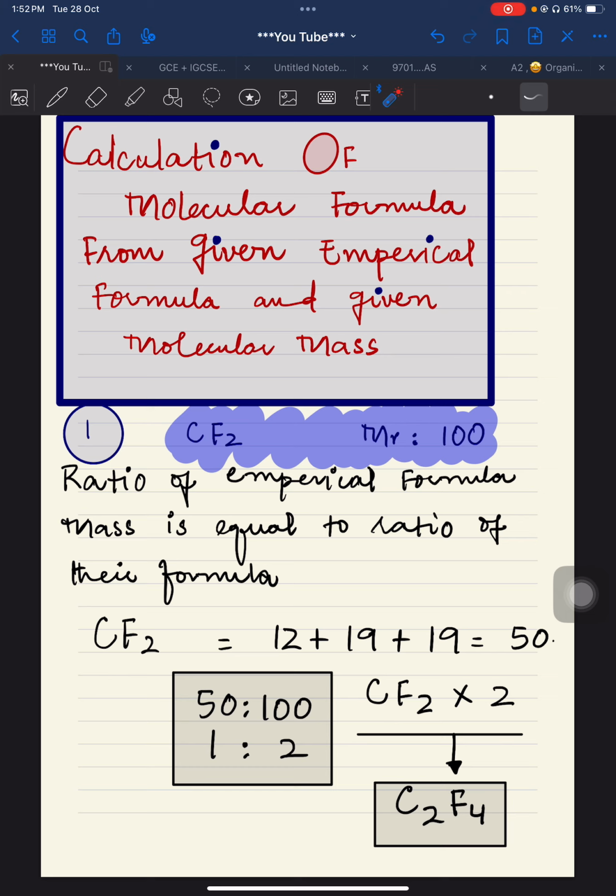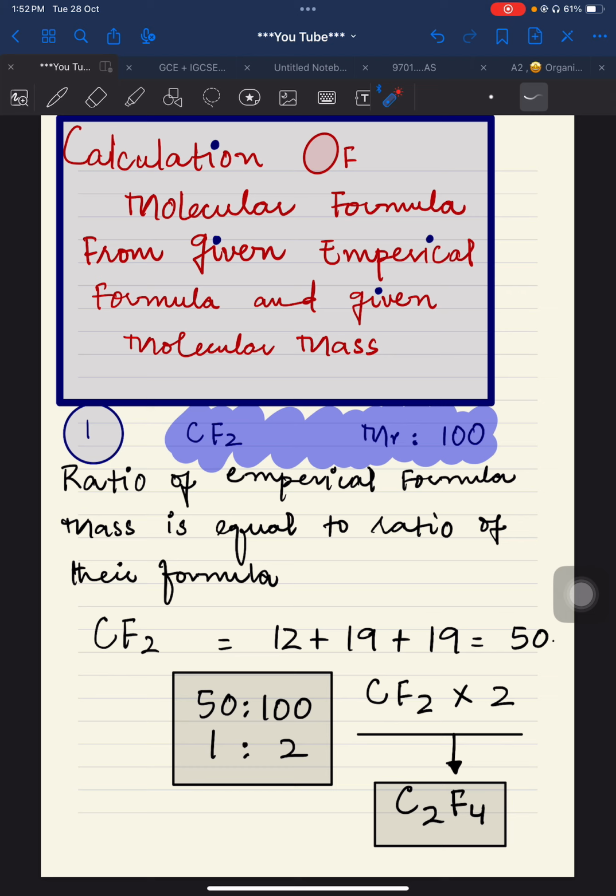In the previous lecture, we calculated the empirical formula from given values of percentages or masses. Right now, I am spotlighting the next heading, and that is the calculation of molecular formula from a given empirical formula and a given molecular mass. I can tell you very clearly that whenever the examiner asks you to calculate the empirical formula, he can ask a second question to calculate the molecular formula as well.